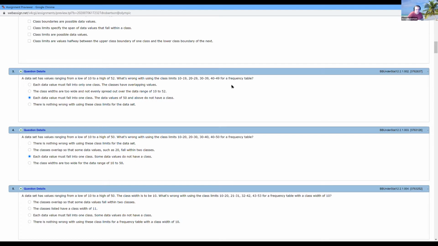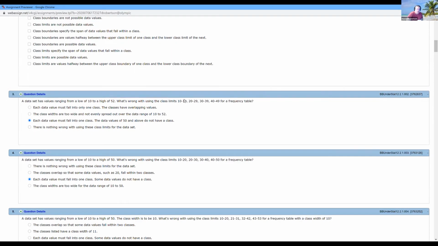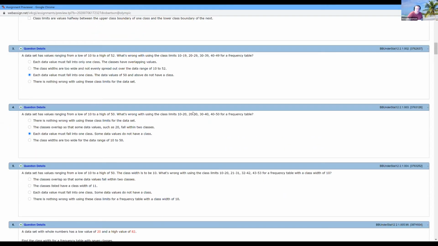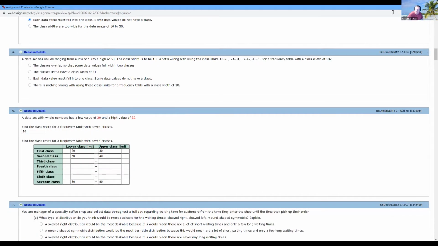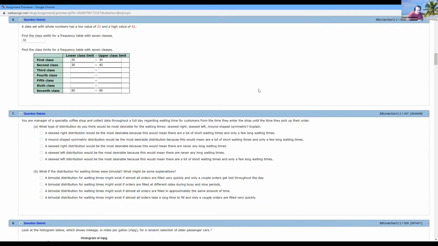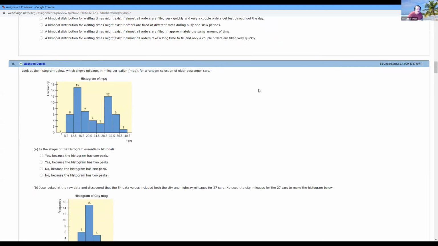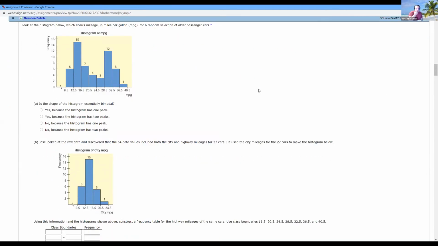Well, there is actually something else wrong with that, but that's the only one they've given me in this list that's wrong. I would never, ever use this. Always use this. Okay, so next thing we're going to do is look at some histograms.